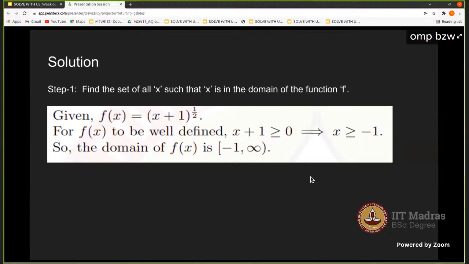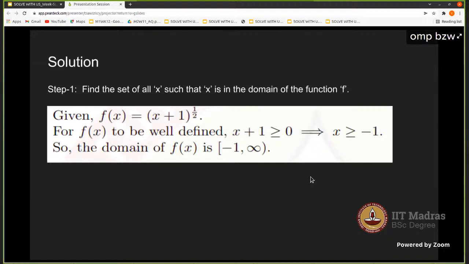So for f of x to be well defined, that is the square root of x plus 1. When I give you functions with a square root, in order to be a well defined function, whatever you have inside the root should be greater than or equal to 0. So for square root functions, the inside part should be greater than or equal to 0, for f of x to have real values. Well defined means we are talking about real values only.